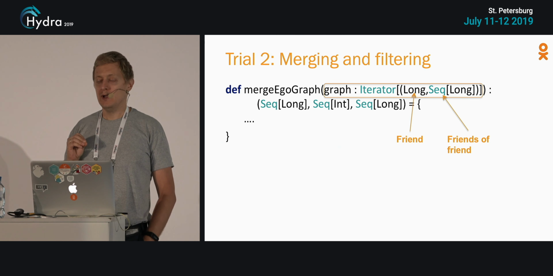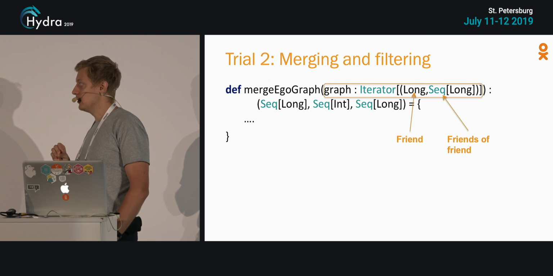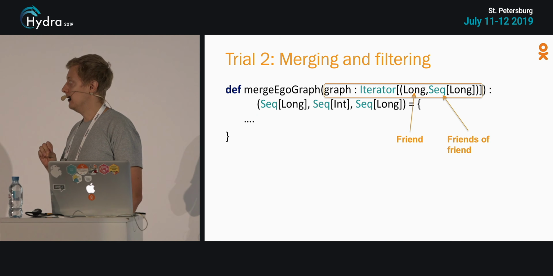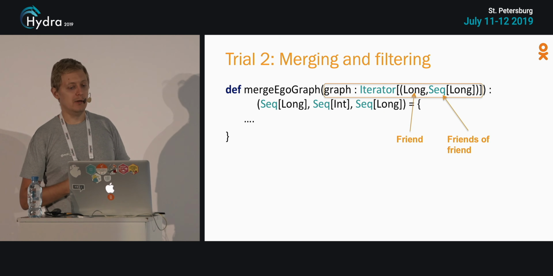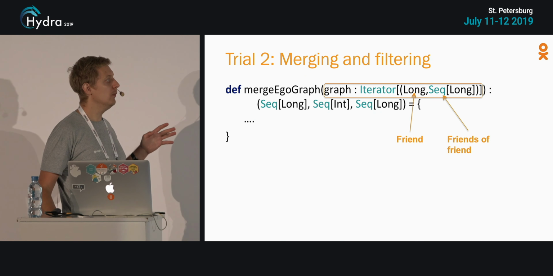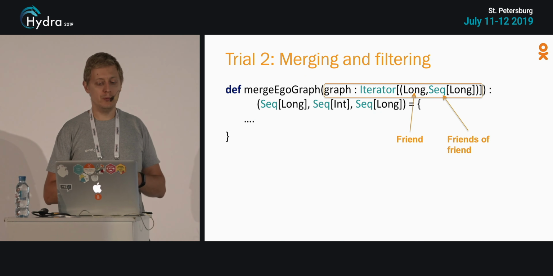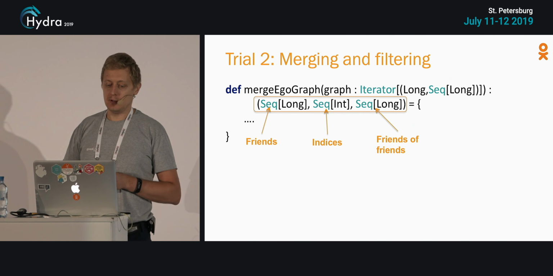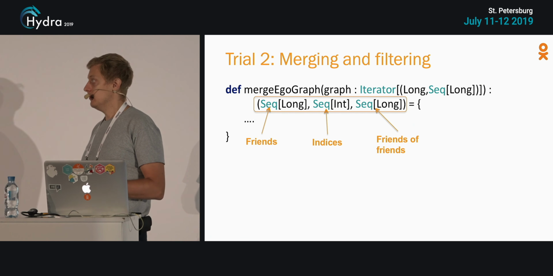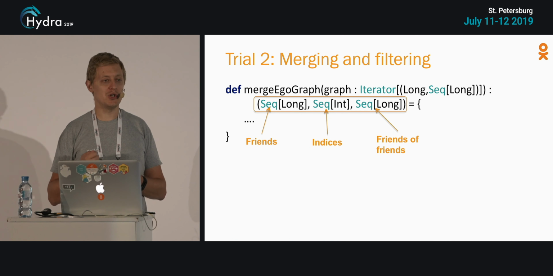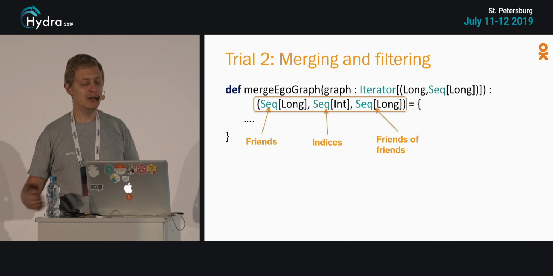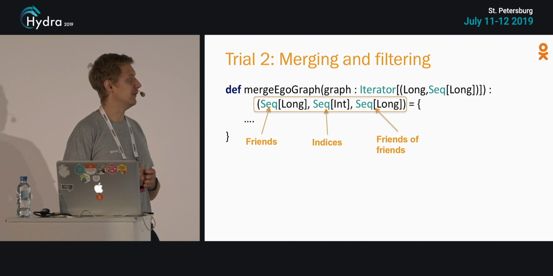As an input, it has fragments of the graph. So we have a friend and a set of friends of a friend. And we have all this information for all our friends. And what we need to produce is basically three arrays: my friends, indices where the information about friends of the friends start, and an array with IDs of the friends of the friends.